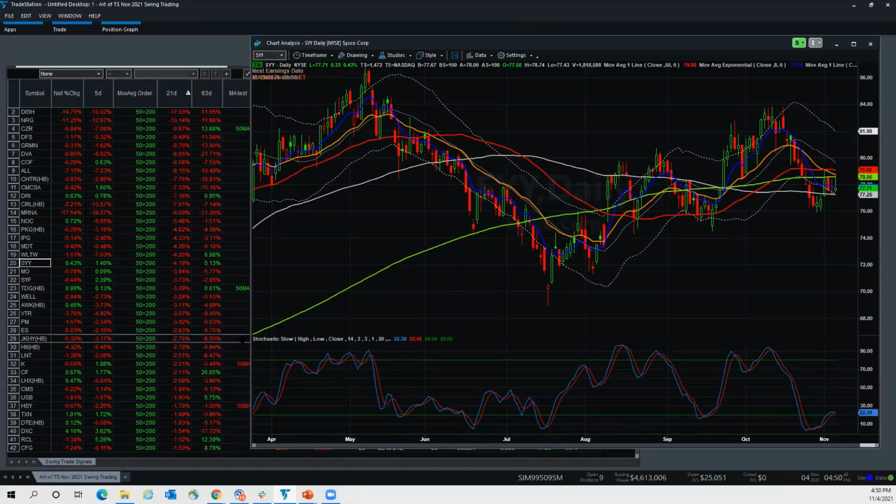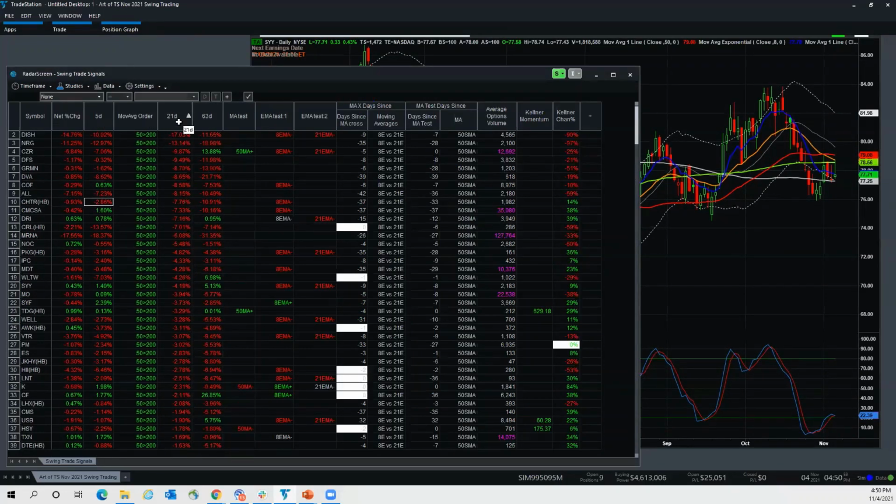You can just look down the list and always be finding them, because what you have is the 50 over the 200. That's giving you your uptrend signal, and then you're using the negative number on the 5D or the 21D. That is your pullback signal. So you're just combining those two.